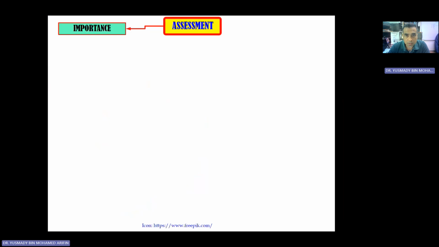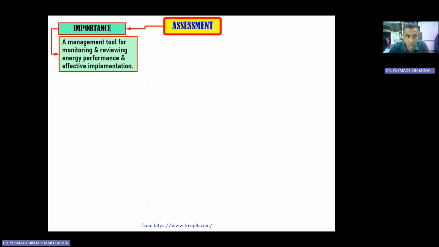Now we will discuss how to conduct assessment for the energy management system. So the importance of the assessment. The assessment actually is a management tool for monitoring and reviewing energy performance and effective implementation.